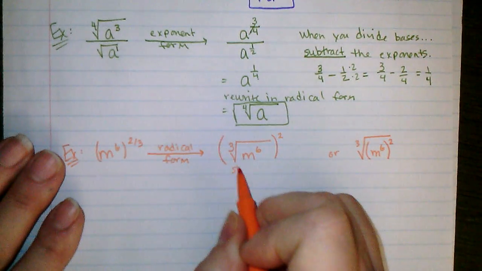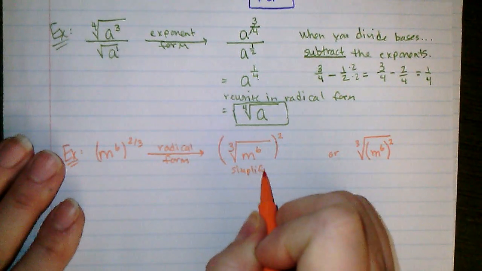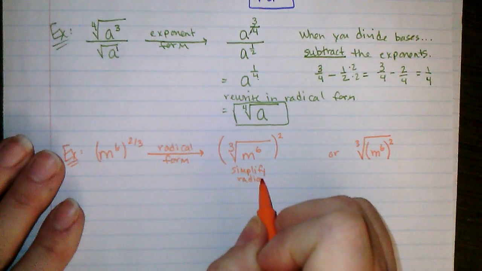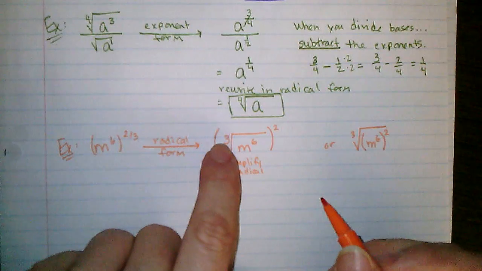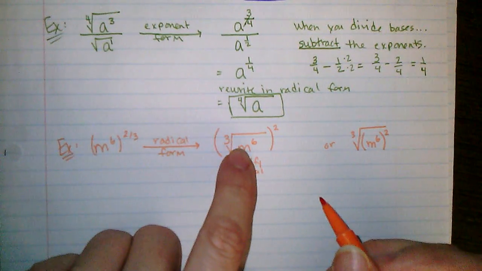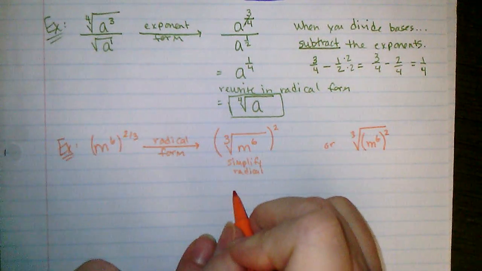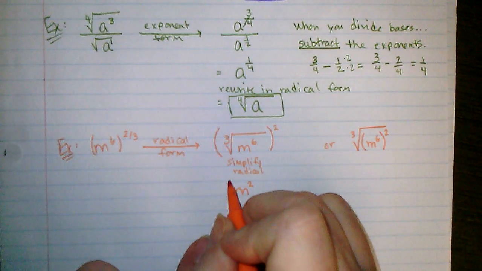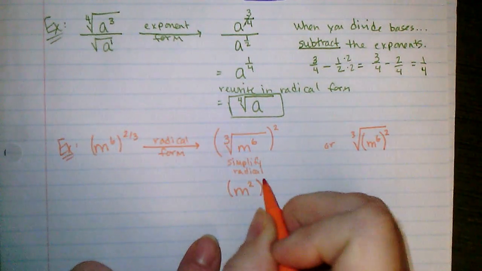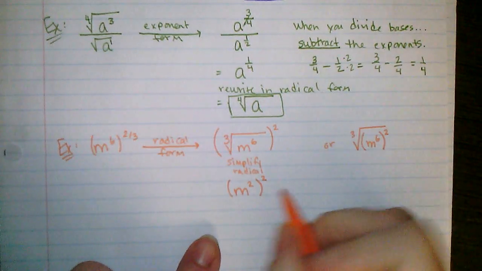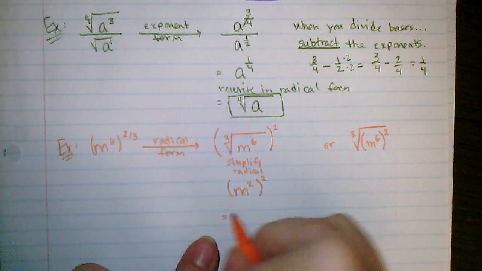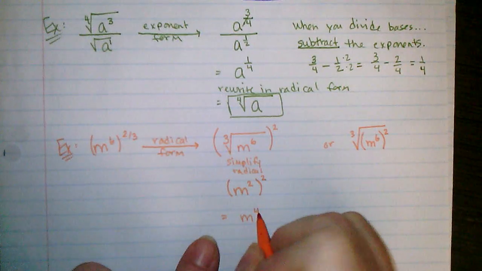So then what we're going to do is simplify the radical. So I have the cube root of m to the sixth. Cube root means 3 in your group to get out. I have 6 m's, which means I can get out 2 groups of m's. So now I have m squared to the second power. And then when you raise a power to a power, you multiply. So this would be m to the fourth.